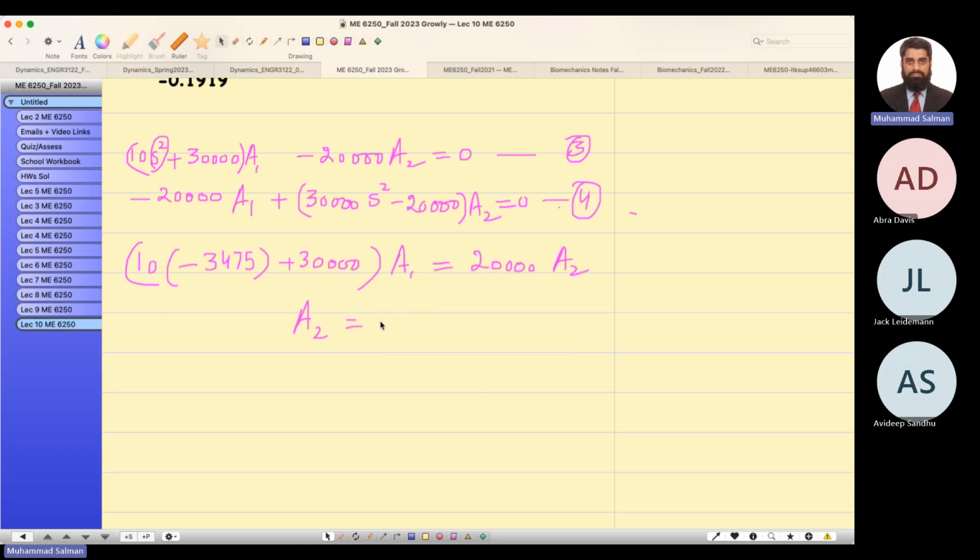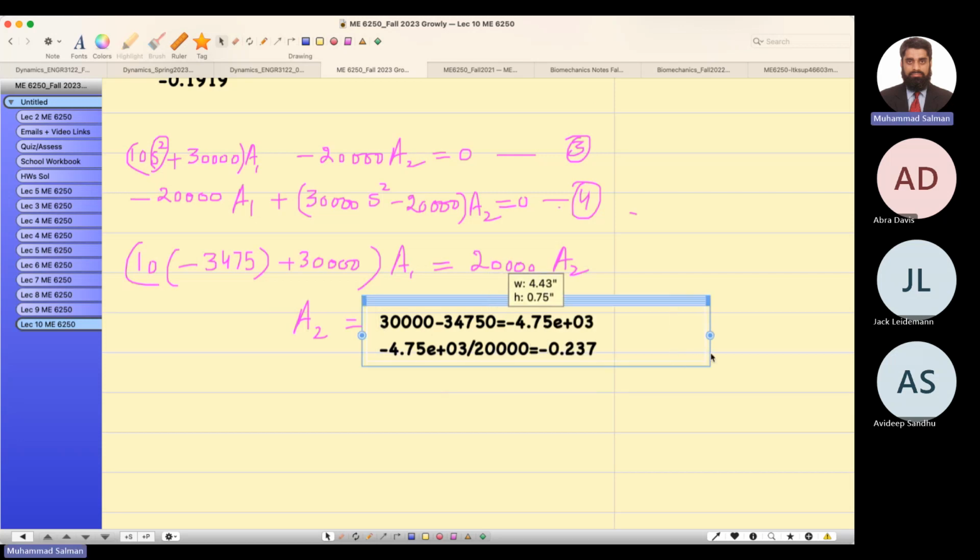So I can read right here 30,000 minus 3475, times A1, equals this, and this one divided by 20,000 gives negative 0.237 A1. You agree with me? So I can write down here, this is equal to A1. So A2 becomes negative 0.237 A1.